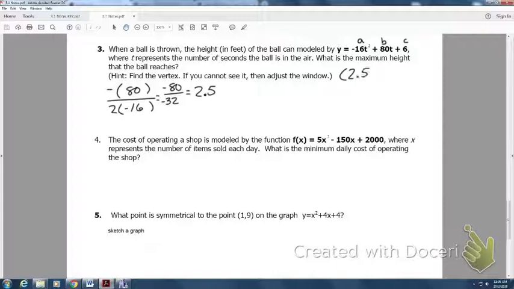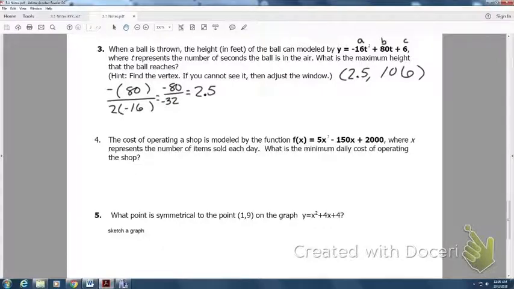I want you to see if you can find the y value of your vertex. Okay, you should have gotten that. Listen up. The y value is 106. So real quick, within this word problem, listen, within this word problem, what does that point mean?